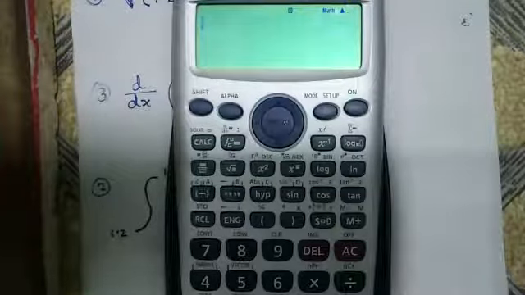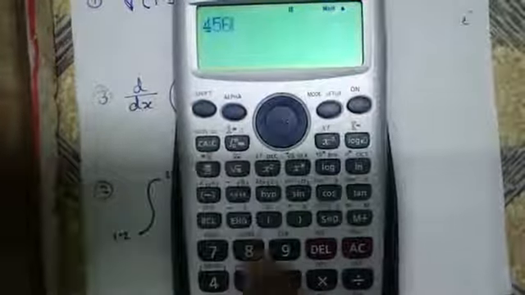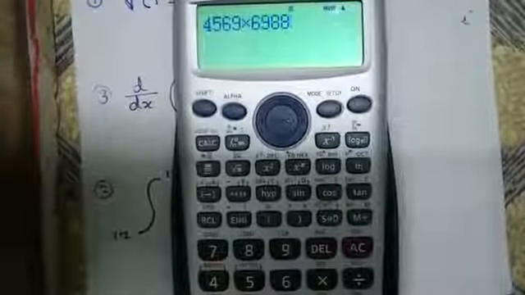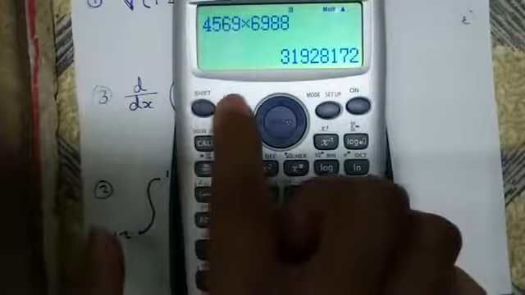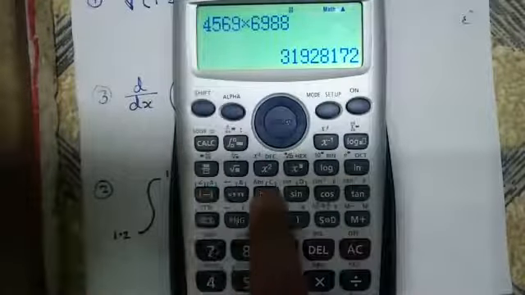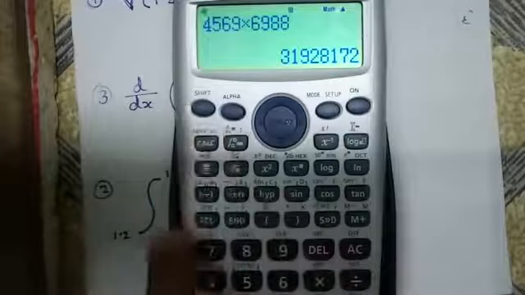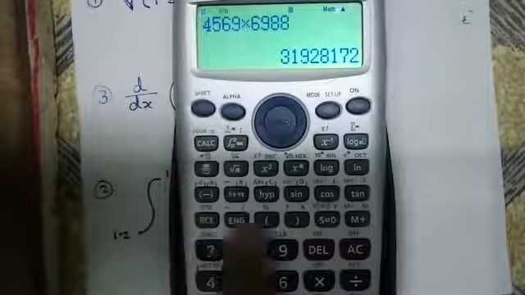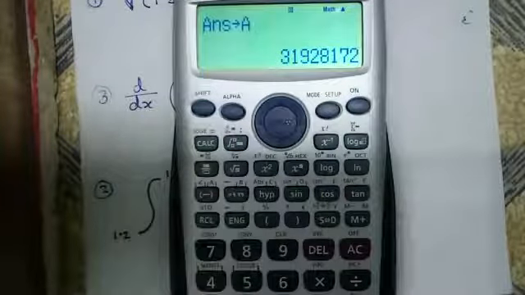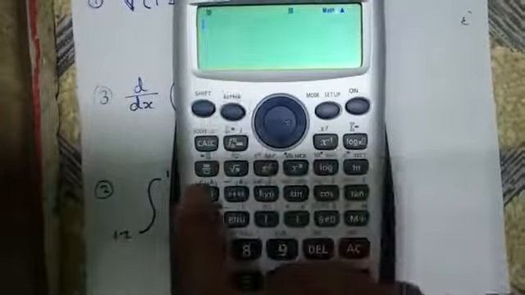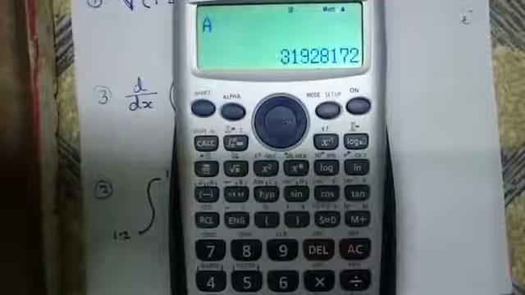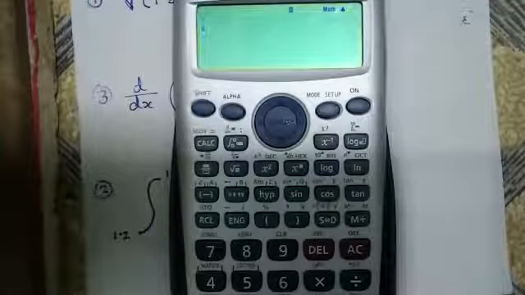15th feature. I can store the value of any problem in the variables A, B, C, D, E, F using shift RCL and the variable name, suppose A equals to. If I delete, I can access this, and even if I switch off the calculator, the value will be stored in the calculator.